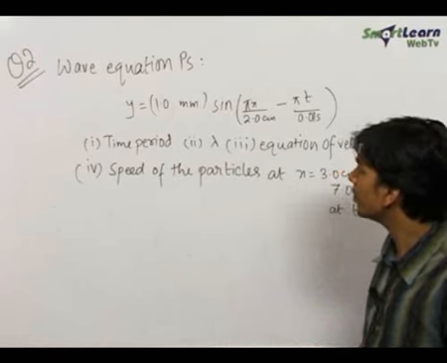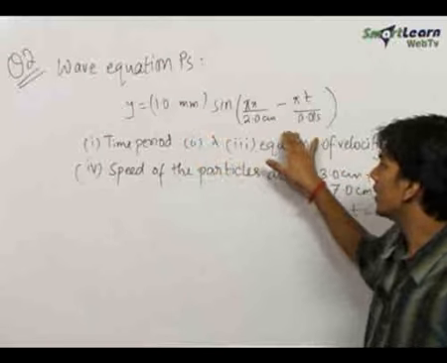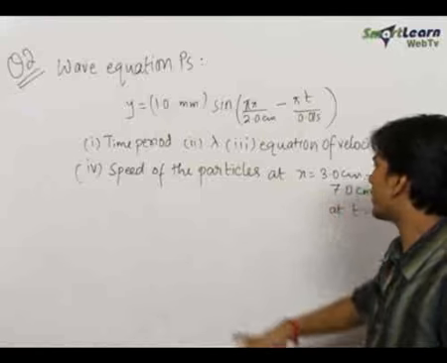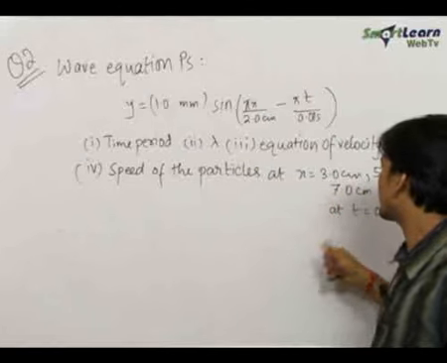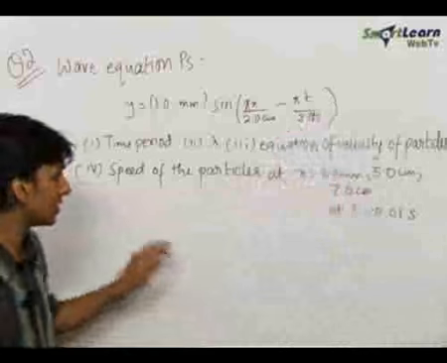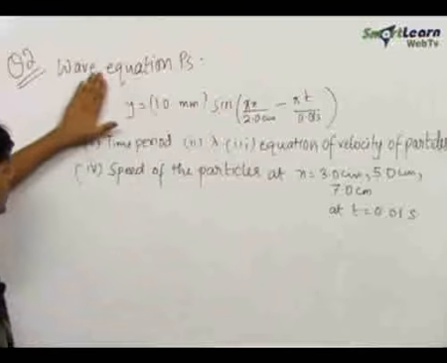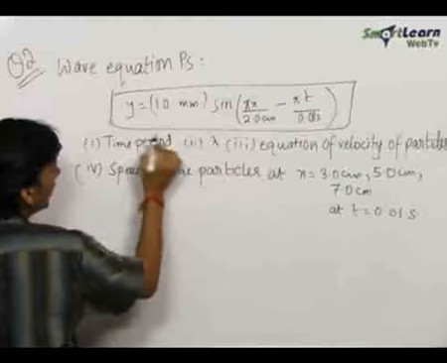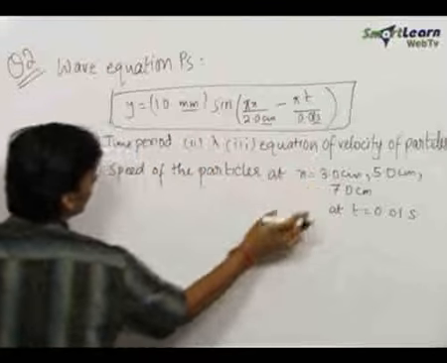Second question that we have, the wave equation is given. We need to find out the time period, wavelength, equation of velocity of particles and the speed of the particles at x is equal to 3, 5 and 10 centimeters at t is equal to 0.01 seconds. So this question has a lot of subparts. The main thing you keep in mind here is, you look at the equation carefully and keep in mind the units which are given.